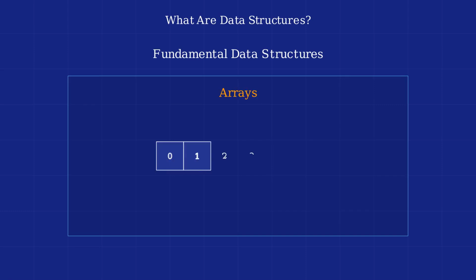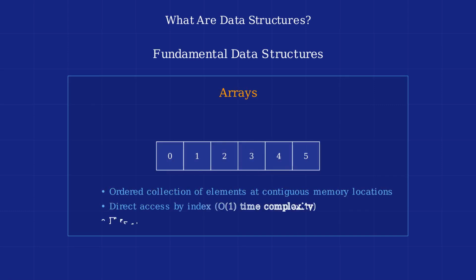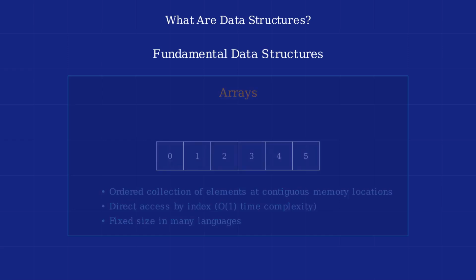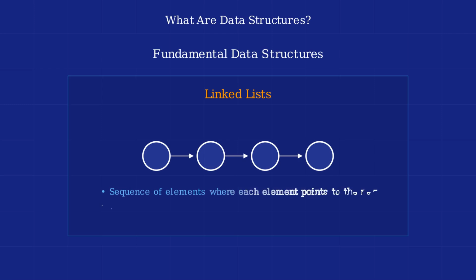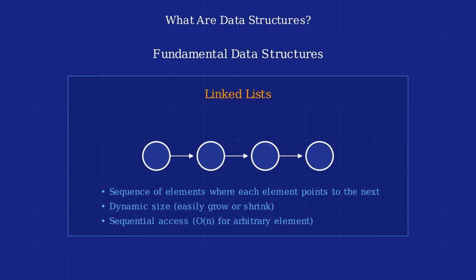Arrays are ordered collections of elements stored at contiguous memory locations. They provide constant time access to elements using indices, but typically have a fixed size. Linked lists are sequences of elements where each element points to the next. They can easily grow or shrink, but require sequential access to elements.